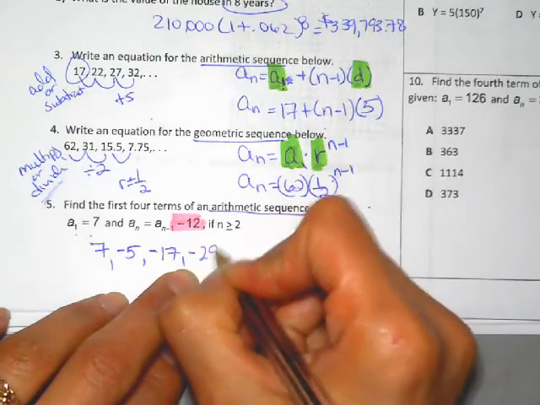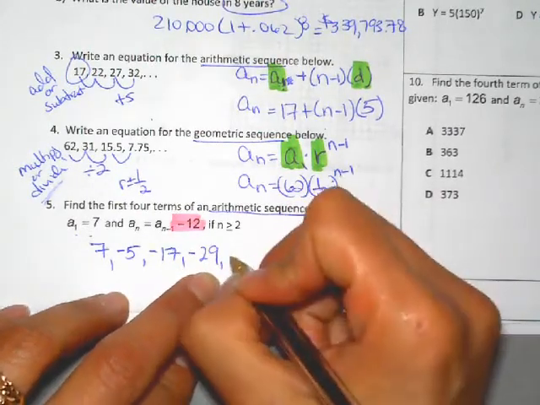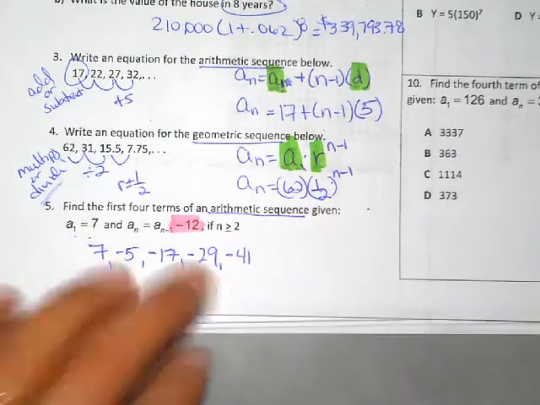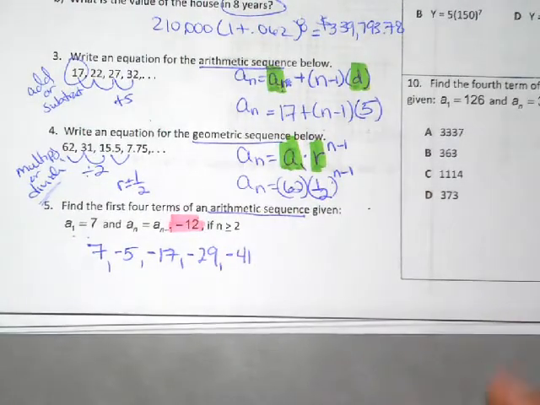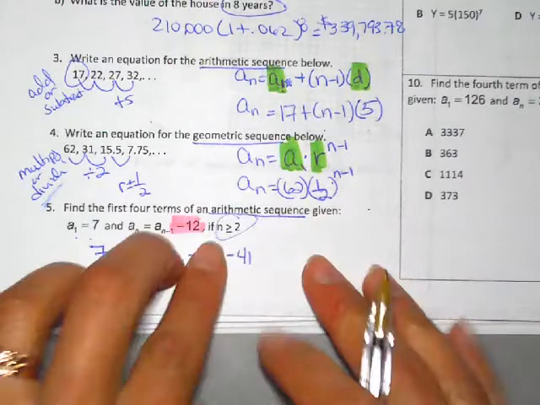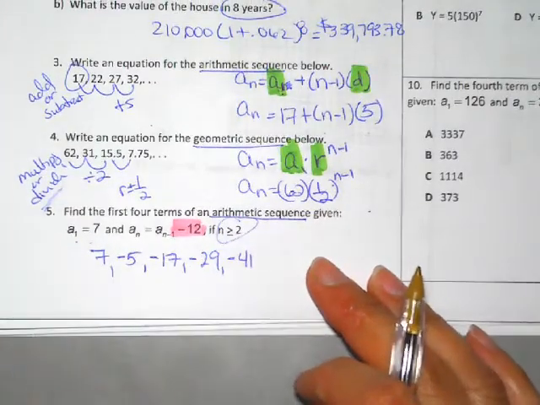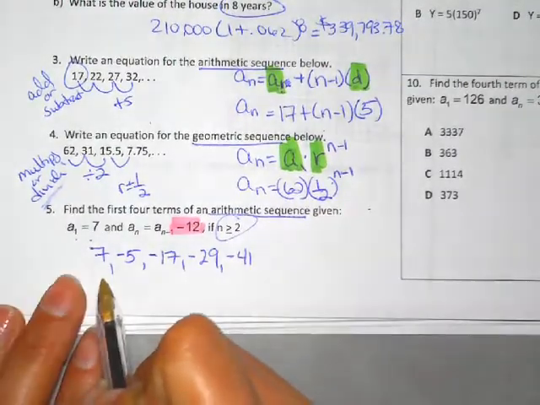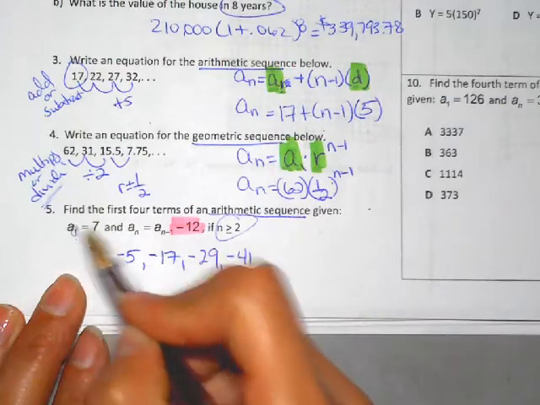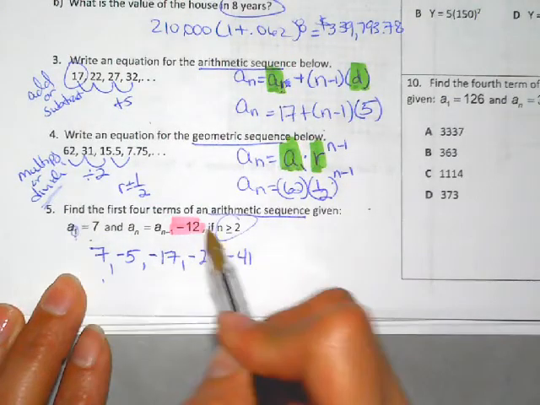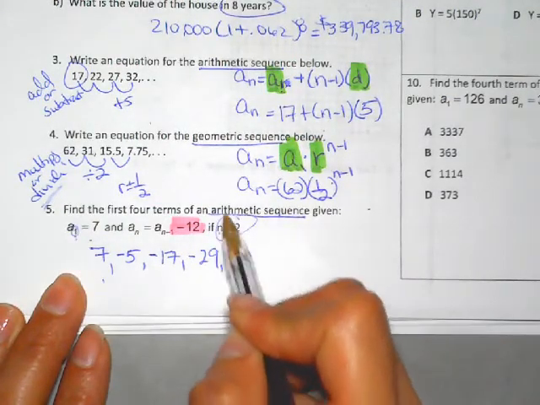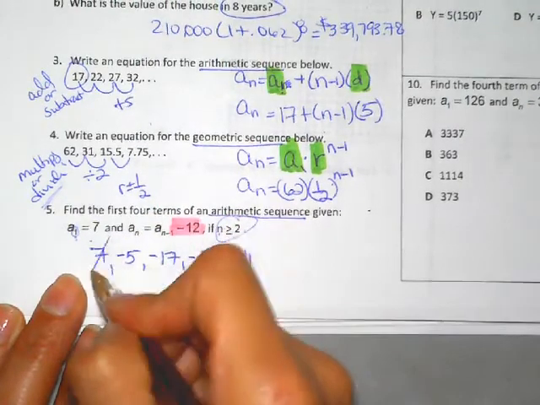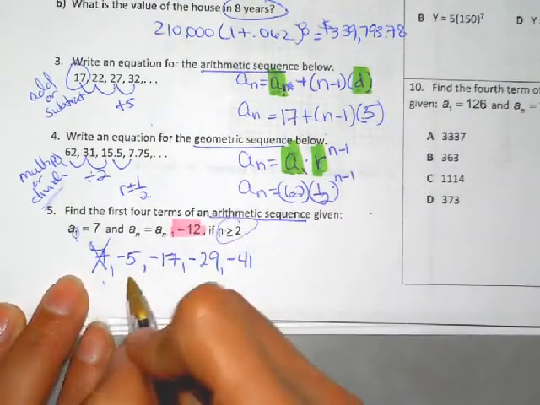And then let's do one more. The next one would be negative 41, and this is the reason. Check this out. This says n has to be greater than or equal to 2. Well, we know this is a sub 1, meaning that the little n here is a 1. Well, it doesn't want a 1. It wants anything greater than or equal to 2. So we're not going to start with 7. We're going to start with the second number.